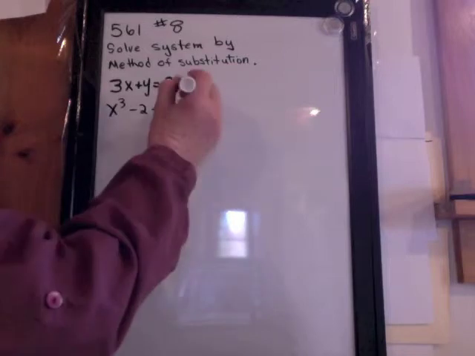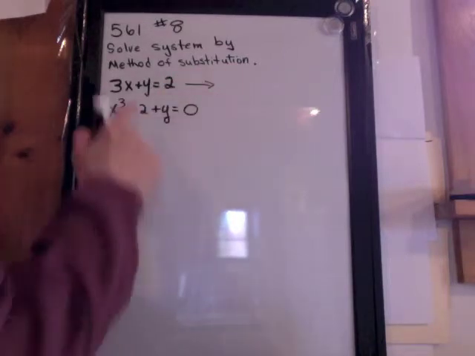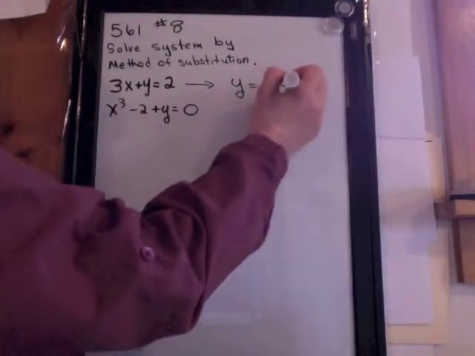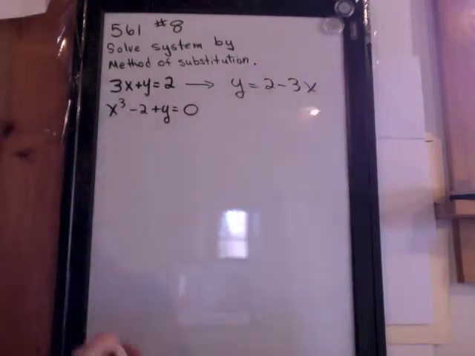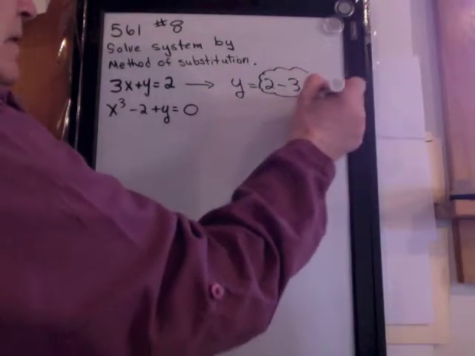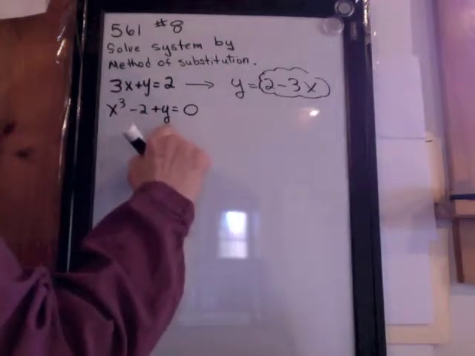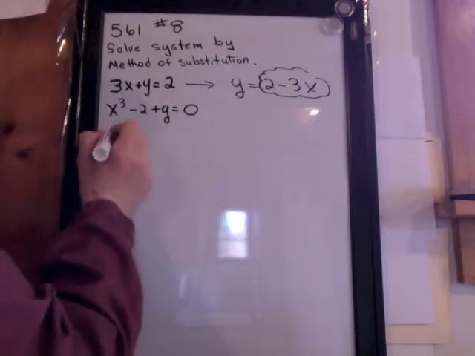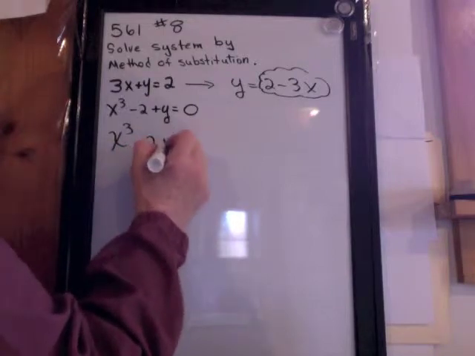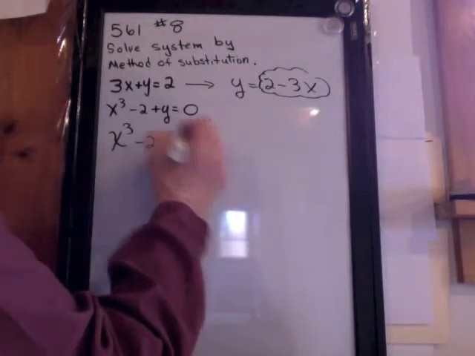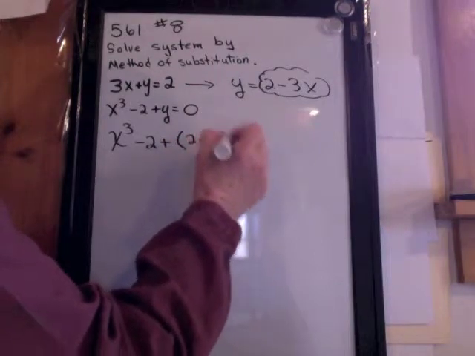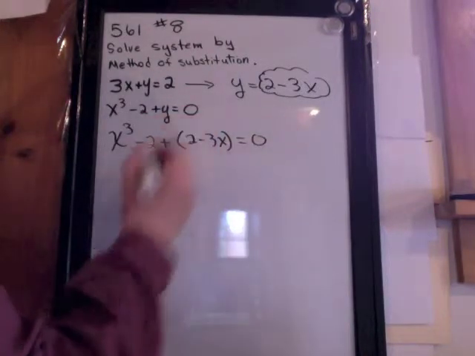So the easiest one to solve for y would be this one. And quickly I know that y equals 2 minus 3x. So that becomes my substitution in the other equation. So I put that in the second equation. Watch what happens. x to the third minus 2 plus, and then my substitution replacing the y with 2 minus 3x equals 0. Simplify that a little bit.